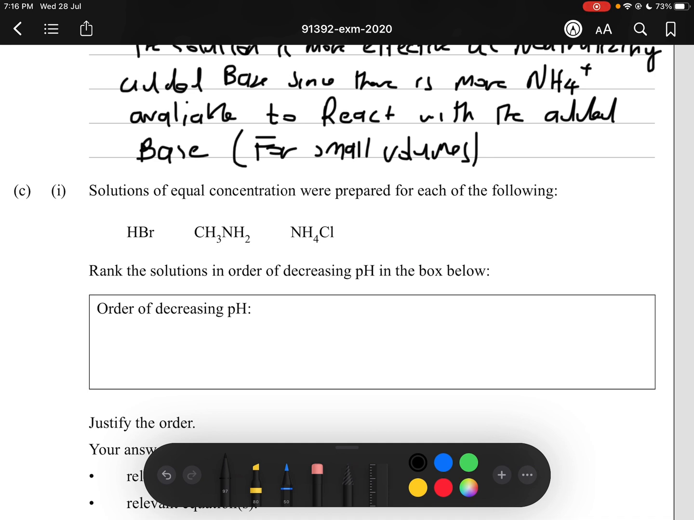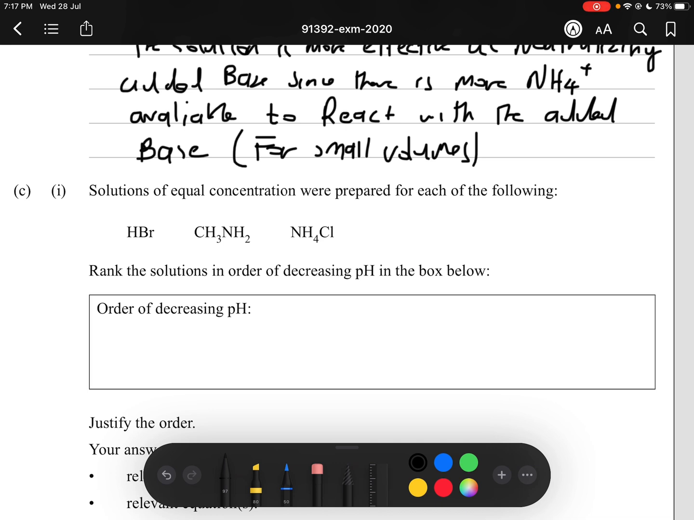If we look at the other two solutions, we have HBr and NH4Cl. We know that NH4Cl will fully dissociate in water to form our NH4 plus ions and Cl minus ions. And we know that NH4 plus is slightly acidic, a weak acid, so it's going to donate a proton to water and form NH3 as well as some excess hydronium ions. But since it's weak, it's not going to go to completion, so only a small fraction of the NH4 plus ions will dissociate to form NH3. So the solution that contains NH4Cl will be slightly acidic.